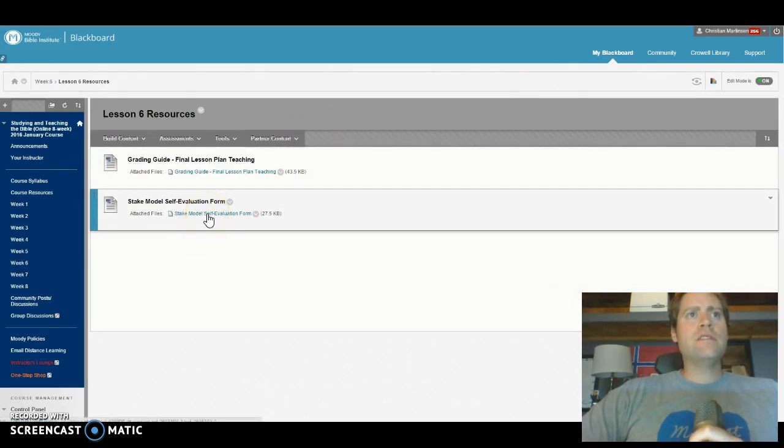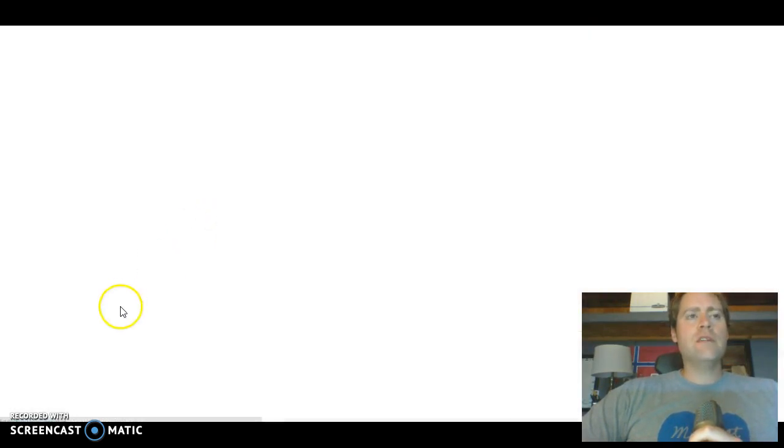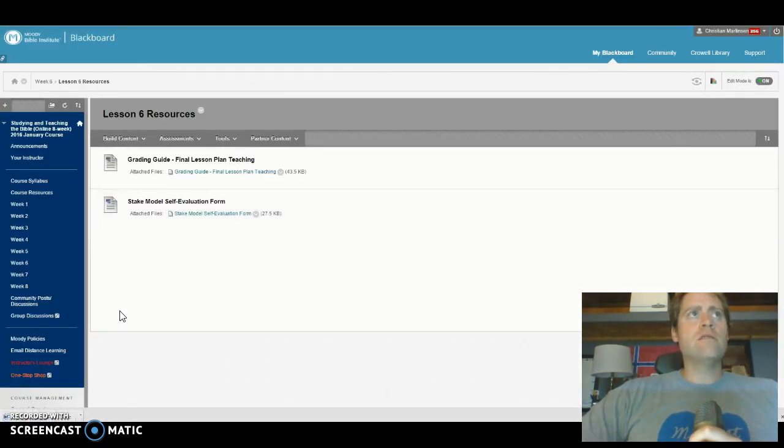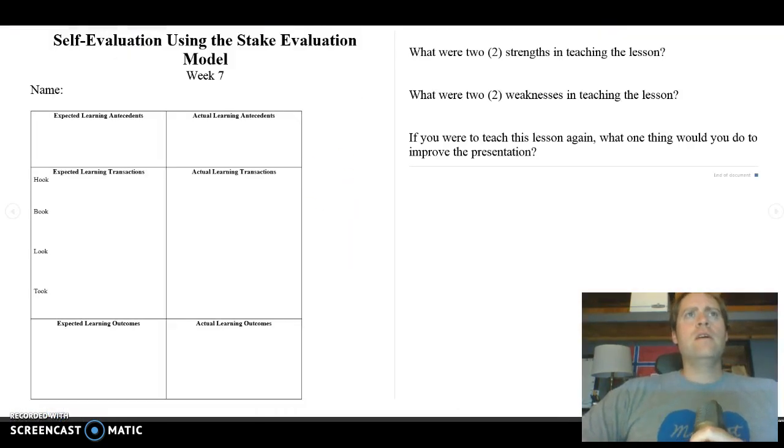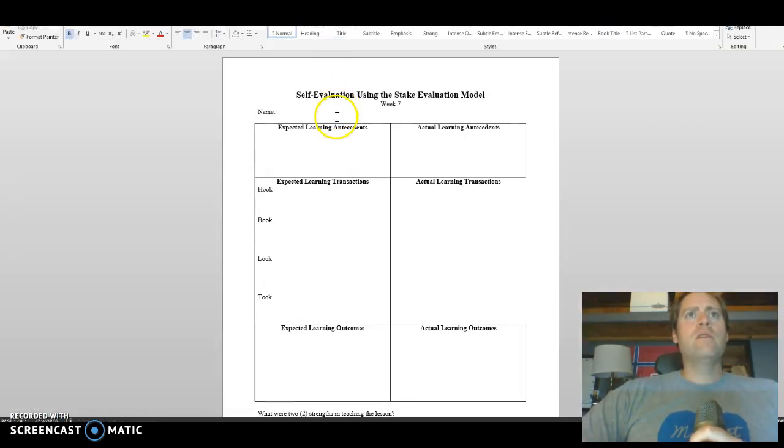Then this is the big thing: the stake self-evaluation form. So open that up. I don't know why that's taking so long to open up. Here you go. Okay, and so this is the main thing that you're turning in after you do your lesson for next week.